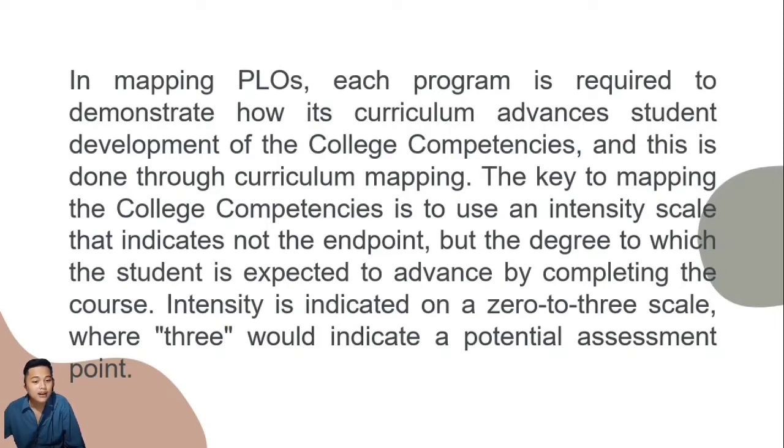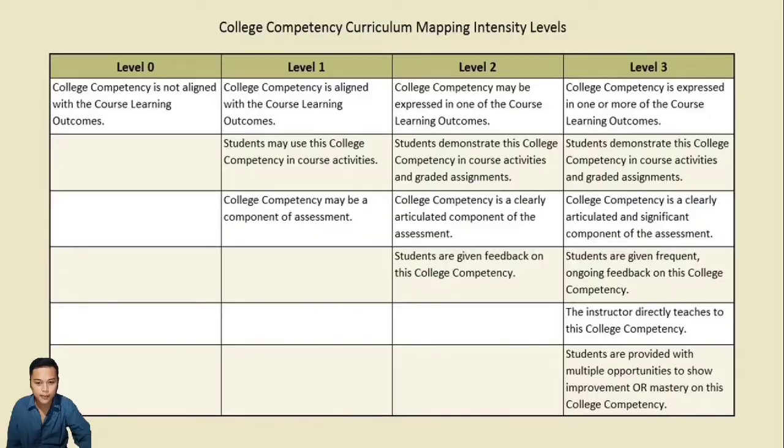So it states that the key to mapping the program learning outcomes is to use an intensity scale that indicates not the endpoint, but the degree to which the student is expected to advance by completing the course. So intensity is indicated on a 0 to 3 scale. So ani na part, lain na siya na scale ang gigamit. This is a 0 to 3 scale, where 3 would indicate a potential assessment point. So here it is, from level 0 to level 3.